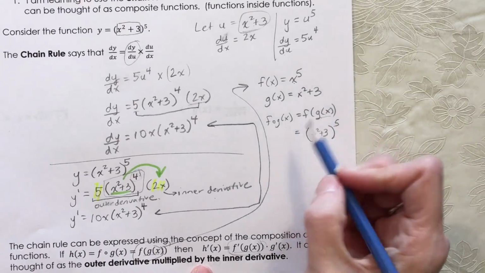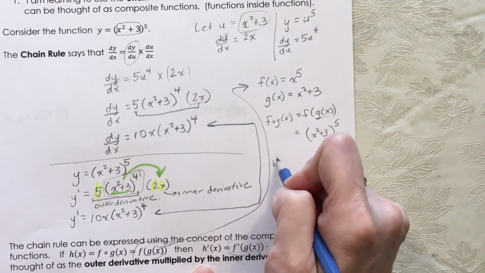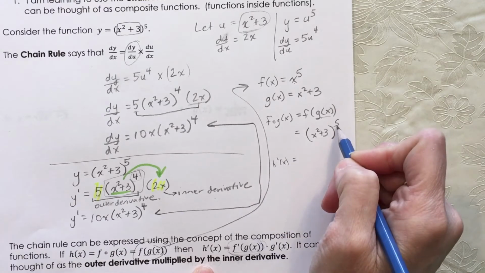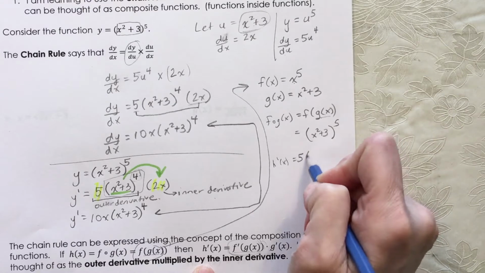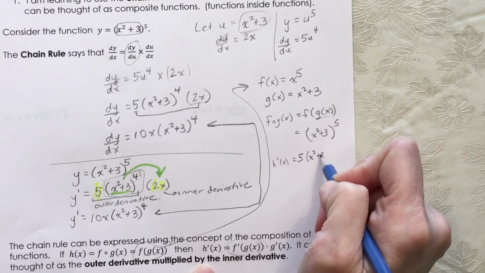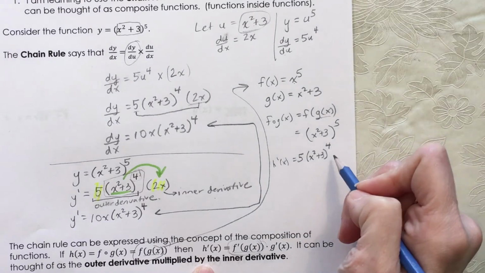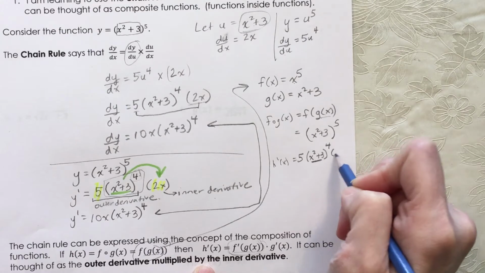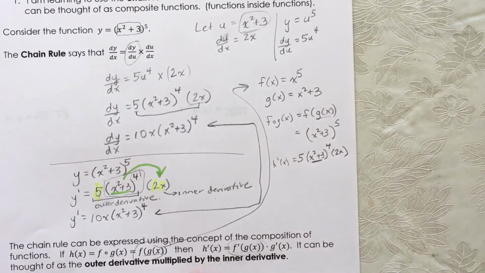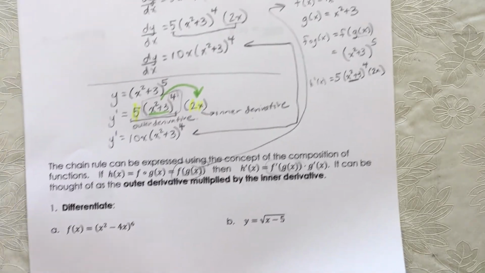So if we think of it that way, h prime at x is going to be f prime at g at x, where we just leave the x squared plus 3 and use the power of a function rule, and then multiplied by g prime at x. This is g here, x squared plus 3, and the derivative of x squared plus 3 is 2x. So again, using that definition, we end up with the same answer.